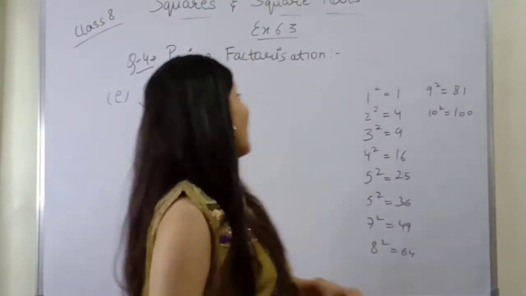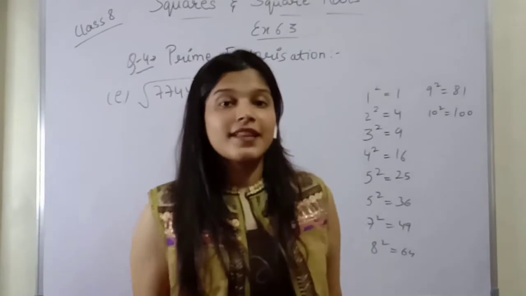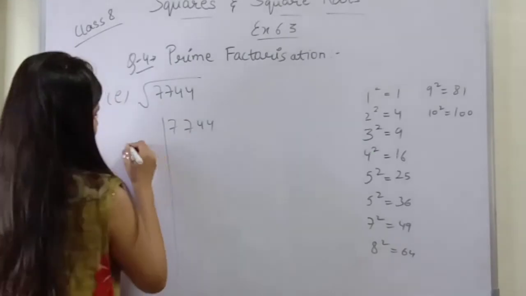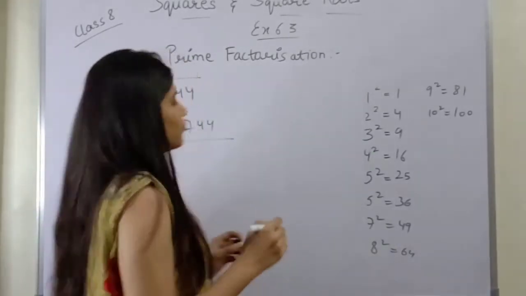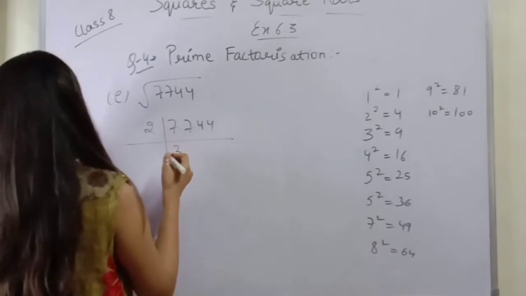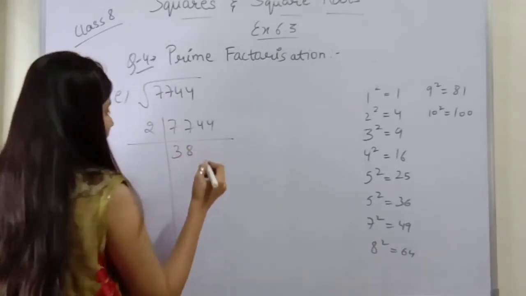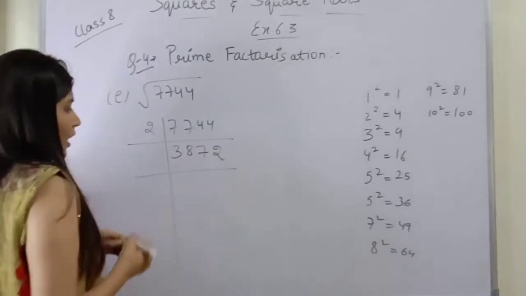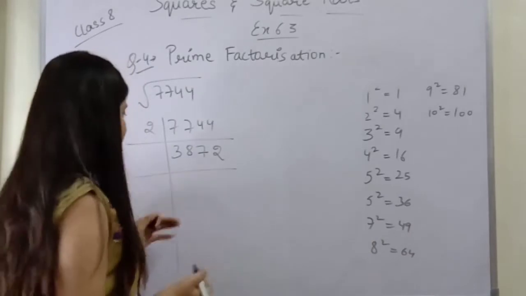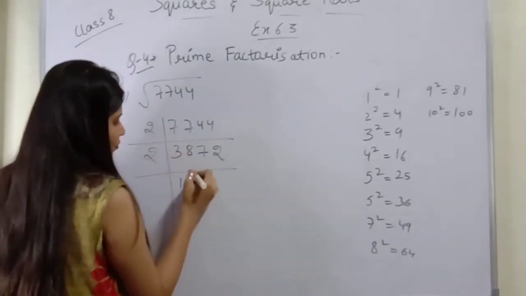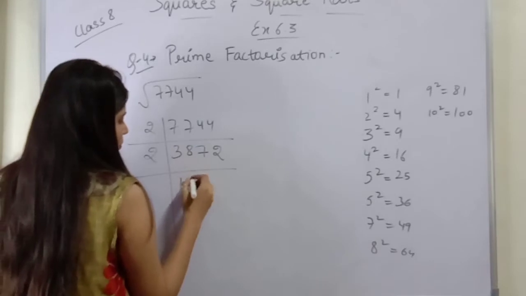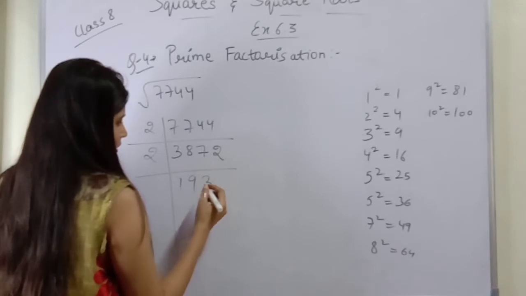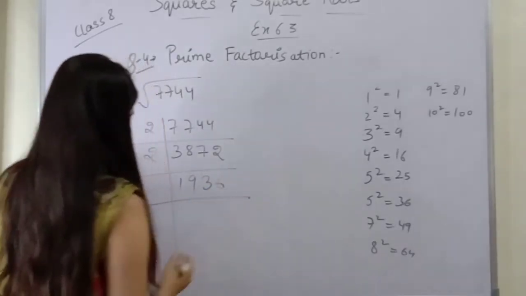So children, part number E is 7744. 7744. We will take the LCM. This is a multiple of 2. So 2 3s are 6, 17, 2 8s are 16, 14, 2 7s are 14 and 2 2s are 4. Now again this number is a multiple of 2. So 2 1s are 2, 2 9s are 18, 2 3s are 6 and 12. 2 6 are 12.